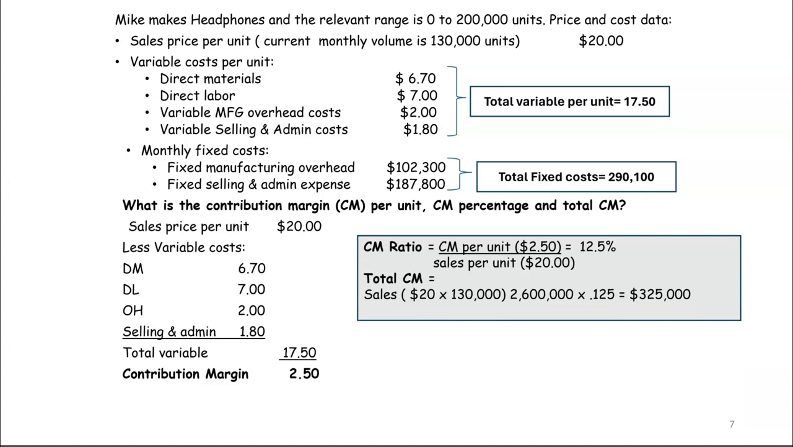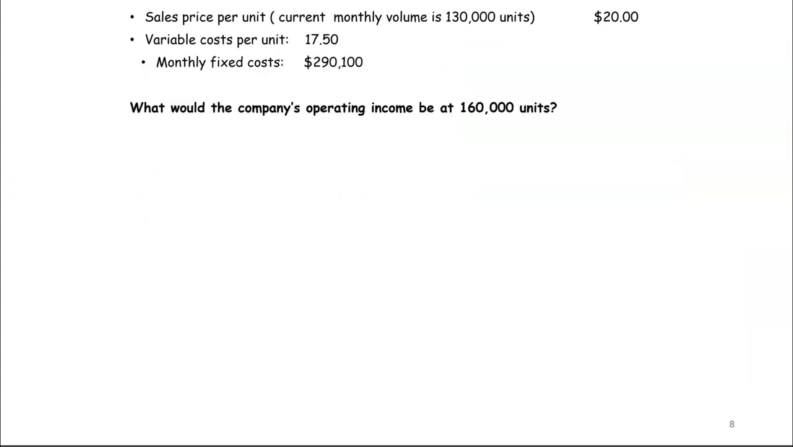So our contribution margin ratio is going to be our $2.50 divided by our sales per unit. And our total contribution margin is going to be $2,600,000, which is our sales of 130,000 units times $20, times 0.25, which is 325,000. That's our contribution margin. Now we're going to use that to solve our next problems.